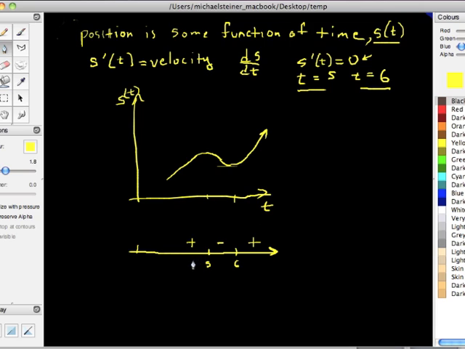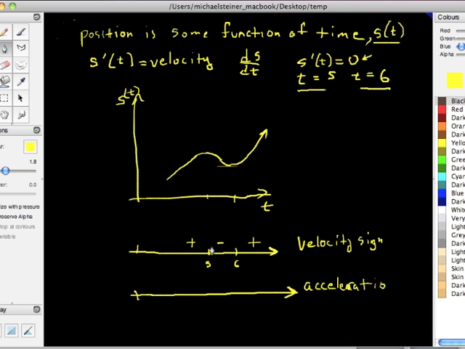And so let's talk about acceleration. This is just talking about velocity sign. I want to talk about acceleration. If we were to find the acceleration, again, this is going to be the second derivative. The acceleration might have a magnitude, but we can say what the sign is. Somewhere in here, there's going to be a point where acceleration is equal to 0.